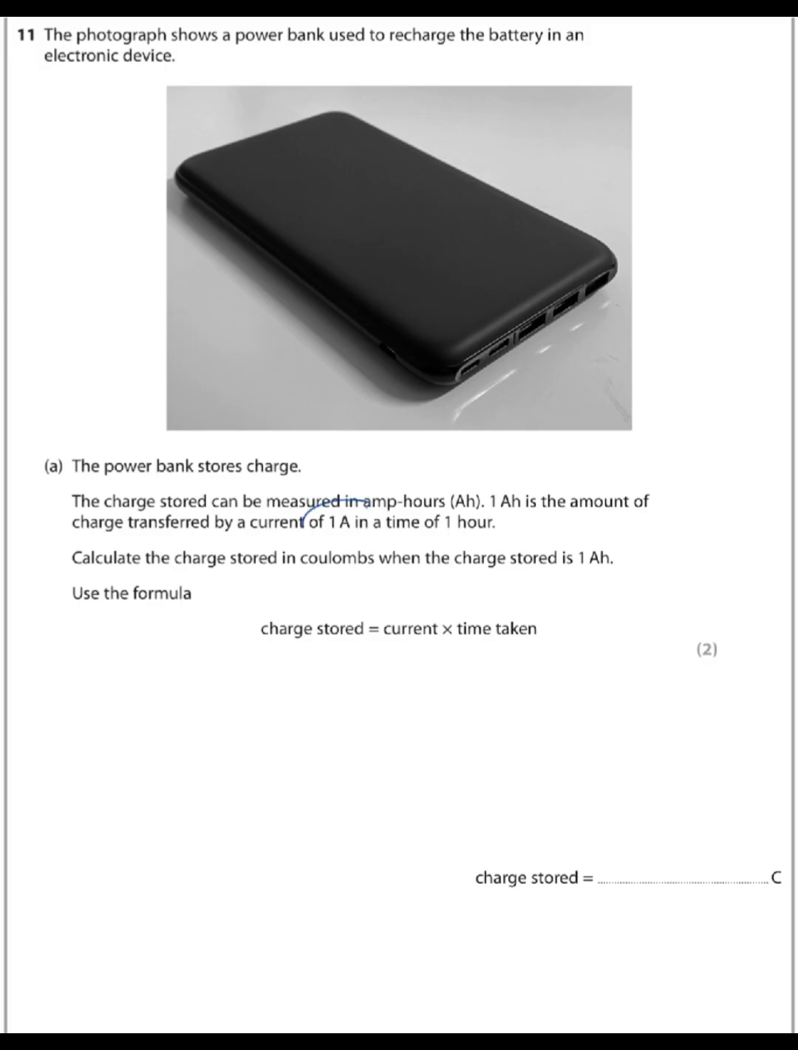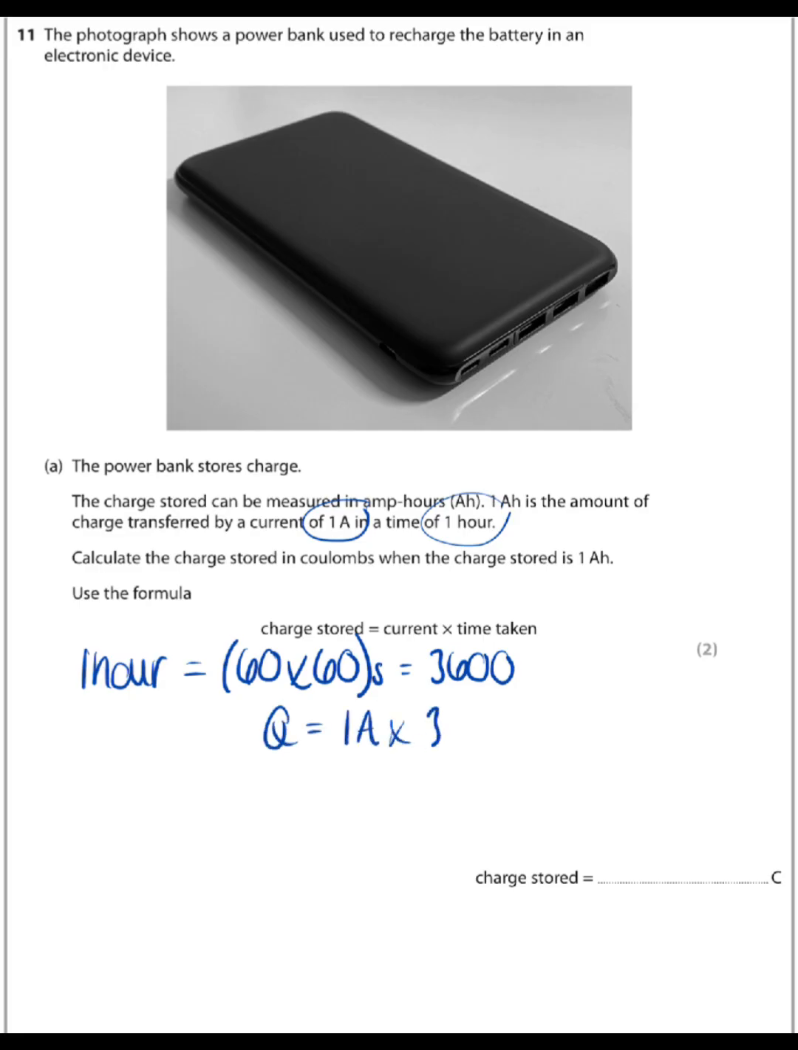We can see from our question that our current is 1 amp, but our time is 1 hour. Now the thing to bear in mind here is that we have to convert that 1 hour into seconds. There are 60 seconds in a minute and 60 minutes in an hour, so 1 hour is 60 times 60 seconds, which is equal to 3,600 seconds. When we plug that into our formula for charge, our current of 1 amp multiplied by our time of 3,600 seconds gives us a charge of 3,600 coulombs.